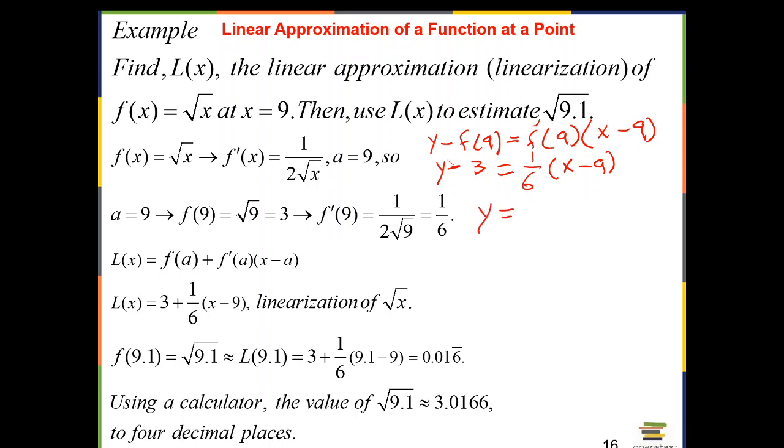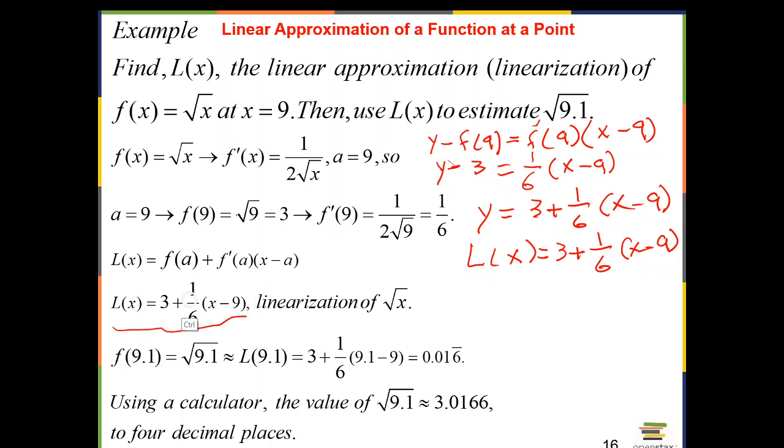So it's going to be 3 plus 1 over 6 times x minus 9, right? Now we're going to call this L of x. So L of x is nothing but this, which is given right here, a better looking handwriting, I mean type. Okay, so the linearization of this function at x equals 9 is given by this function.